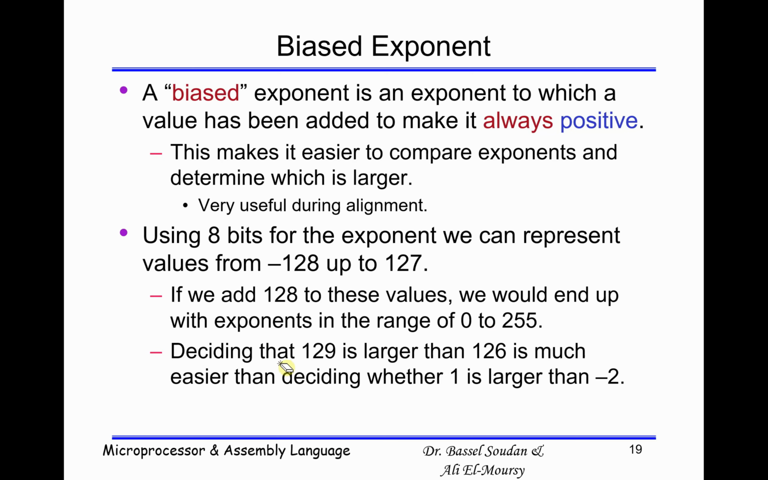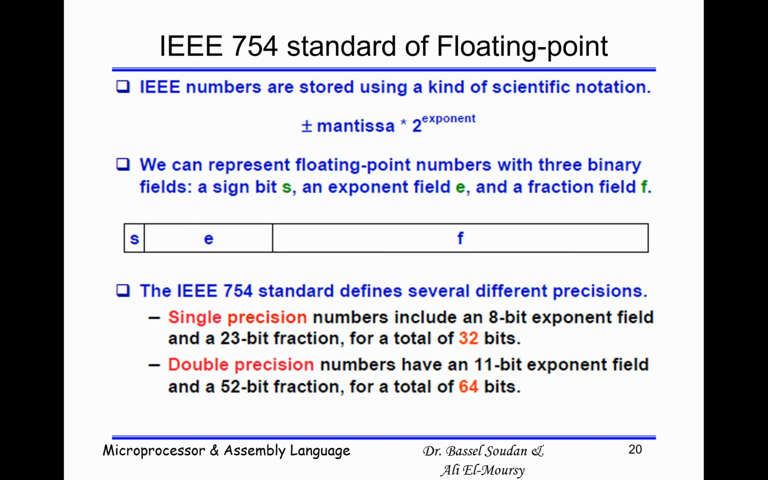As in the example here, deciding that 129 is larger than 126 is definitely much easier than deciding whether 1 is larger than minus 2 or not, because we didn't even build a signed comparator in DLD. But we can easily admire the ease of comparison between those two unsigned numbers as shown here. Agree? And the examples will show that in a more elaborate way.